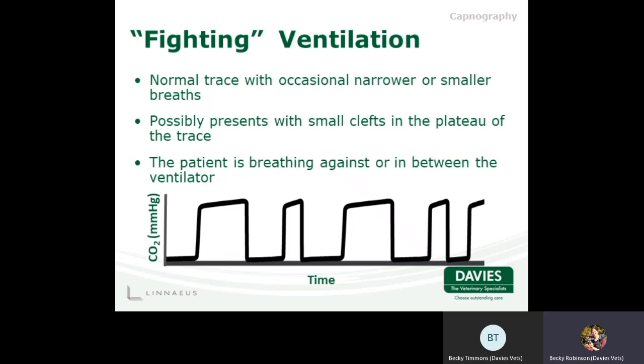We can also use our capnograph trace to determine whether we have a patient who is either fighting the ventilator, sometimes known as bucking the ventilator, or the more correct term is patient-ventilator asynchrony. What we can see here is that we will have periods of normal looking waveforms with occasional narrower or smaller breaths. Sometimes we can see small clefts in the plateau, the alveolar plateau of the trace. What this means is that the patient is breathing either against or in between the ventilator breaths.